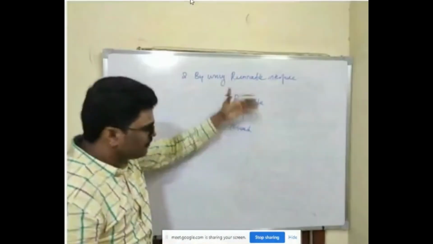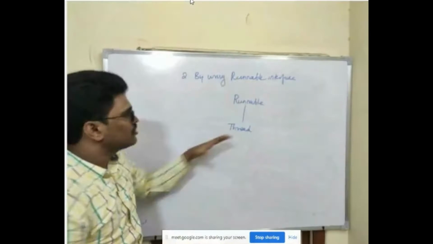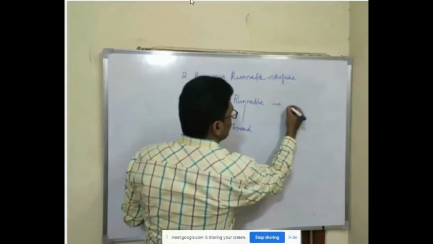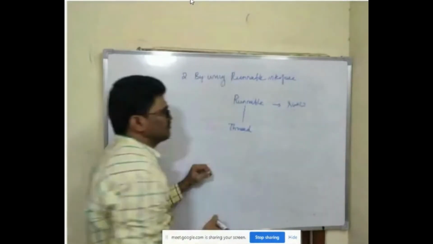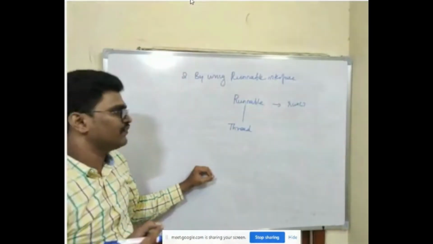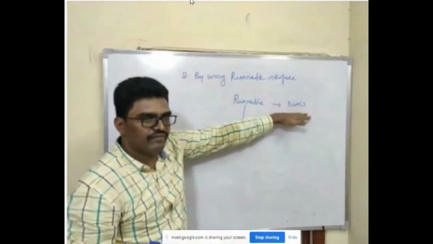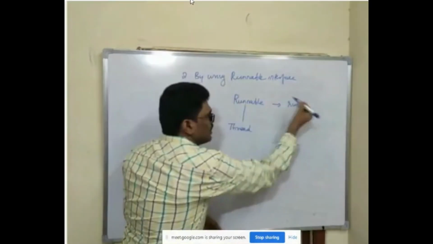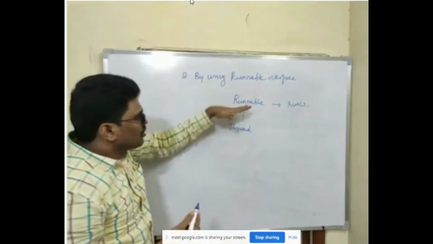This Runnable contains only one method, and that is the run method. This Runnable interface contains only one method. Interface, you already know, means we will not write a definition for the run method. They have written only the declaration. So the Runnable interface contains only one method, that is the run method.